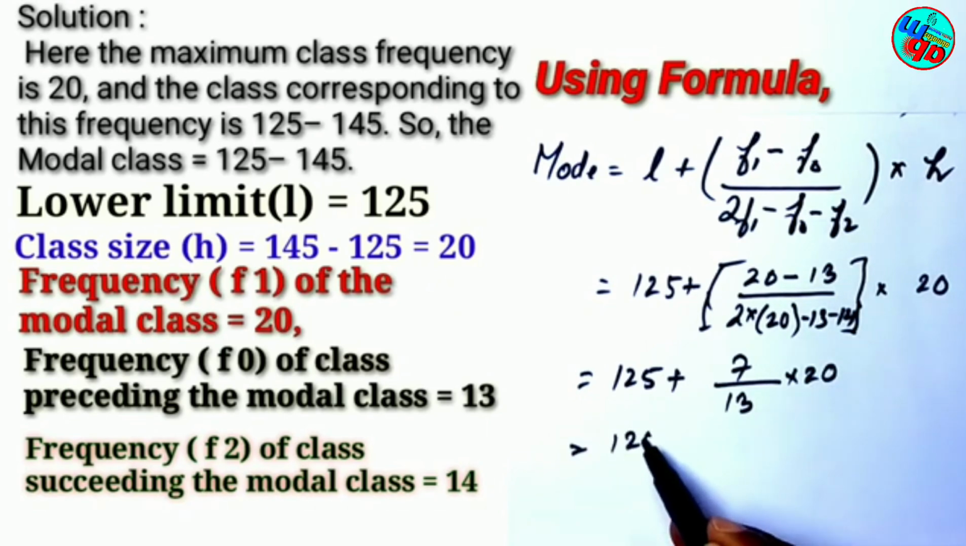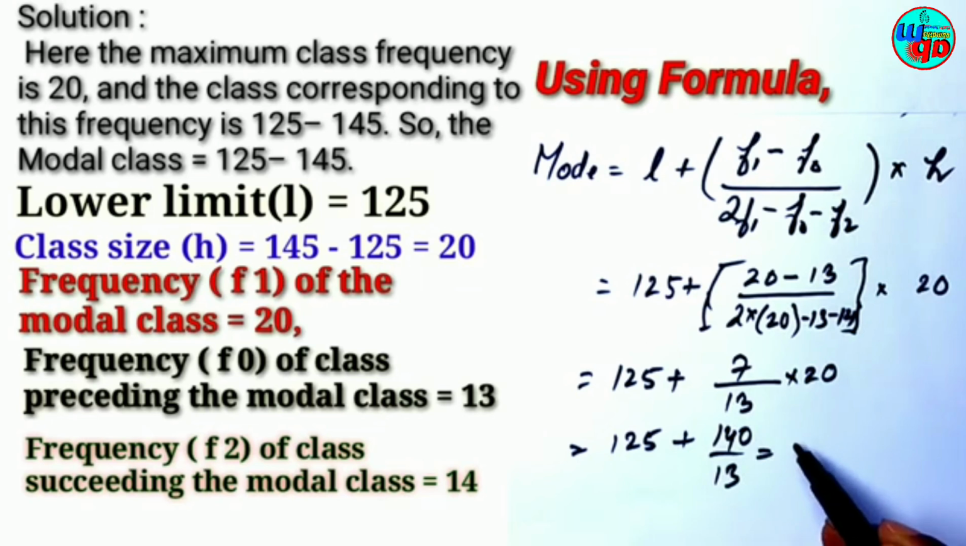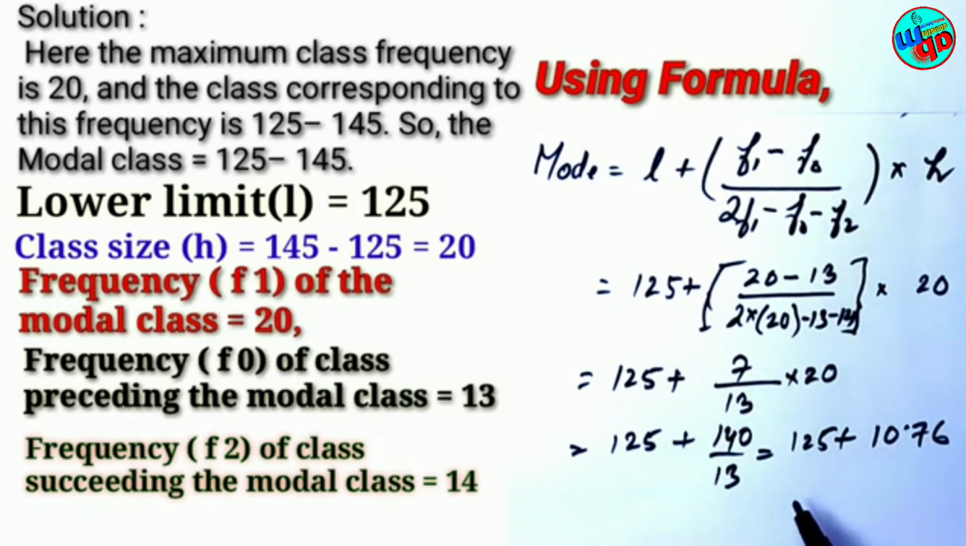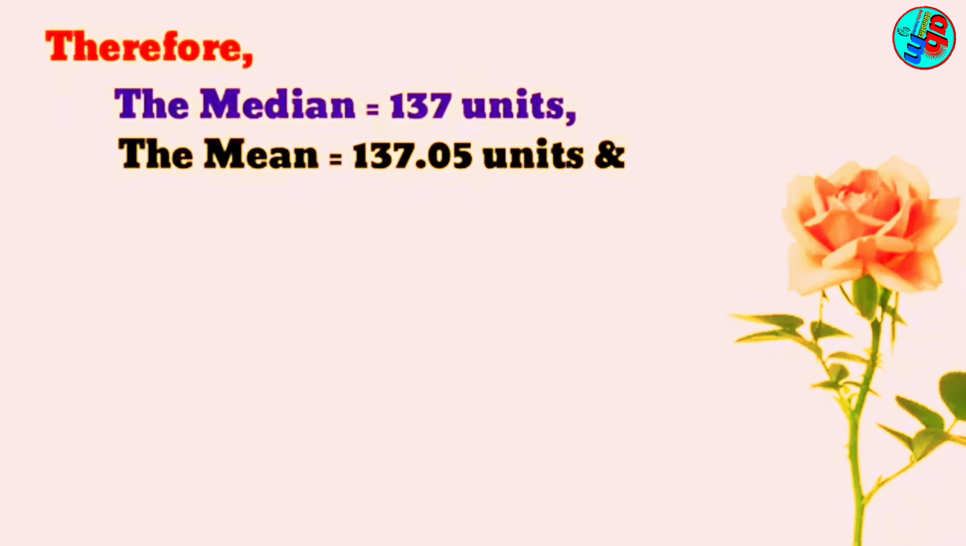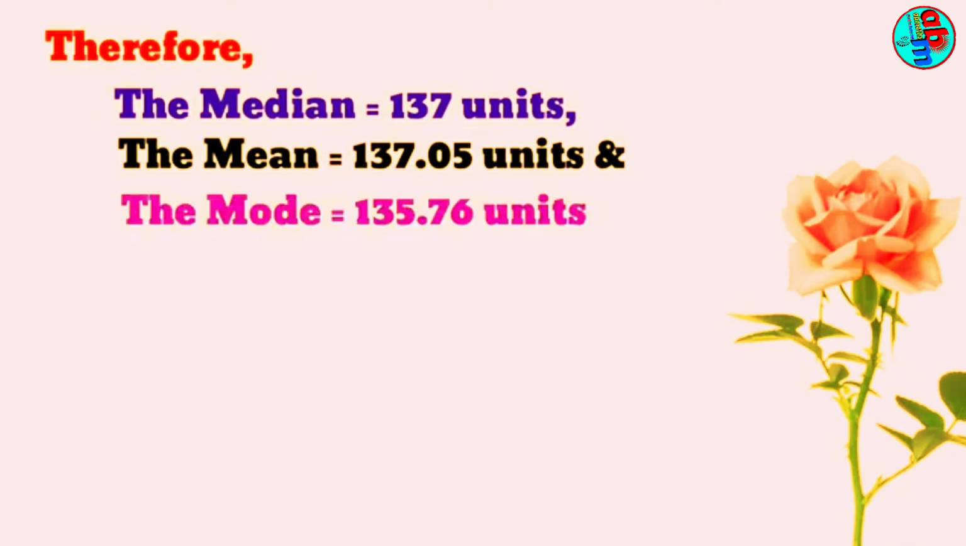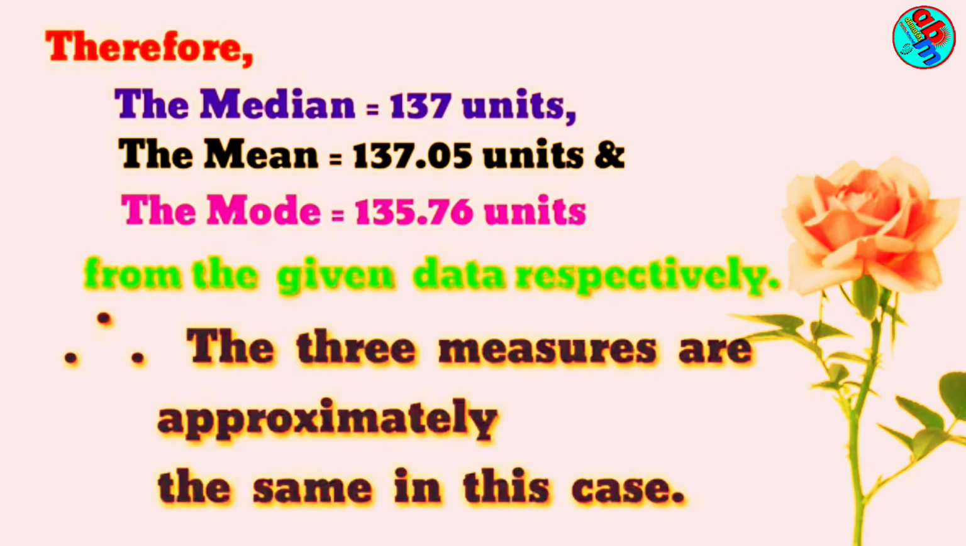So it is 125 plus 720 divided by 13, which will be equal to 125 plus 10.76, which is 135.76. This is our mode. Therefore, the median is 137 units, mean is 137.05 units, and the mode is 135.76 from the given data respectively. The three measures are approximately the same in this case.